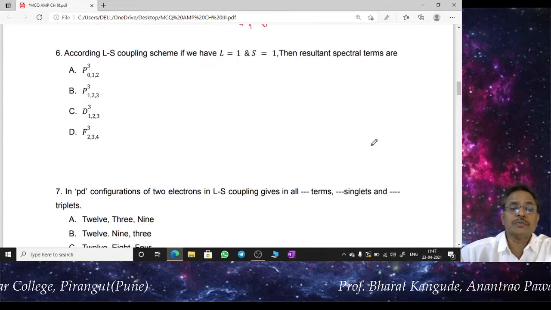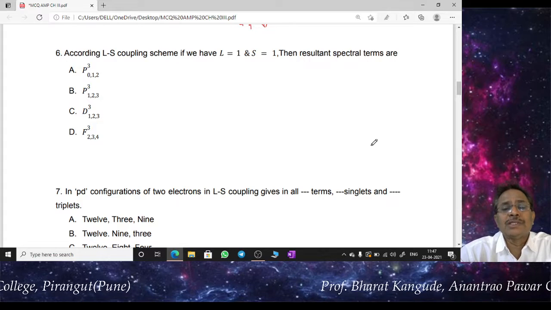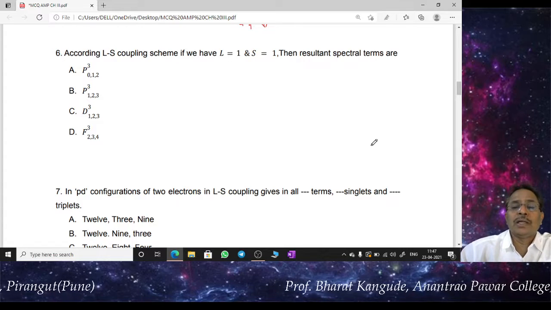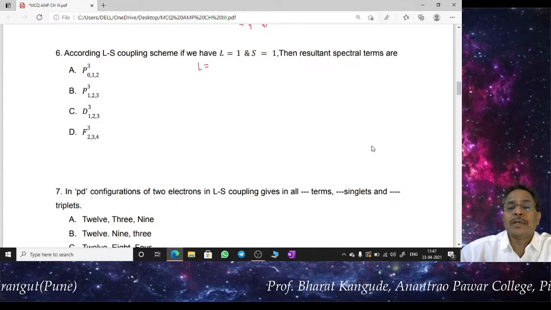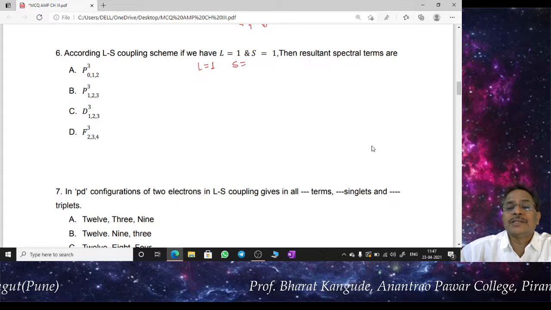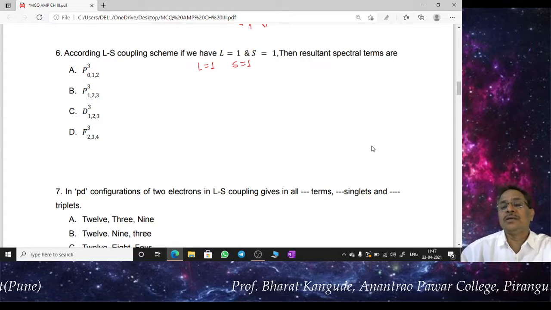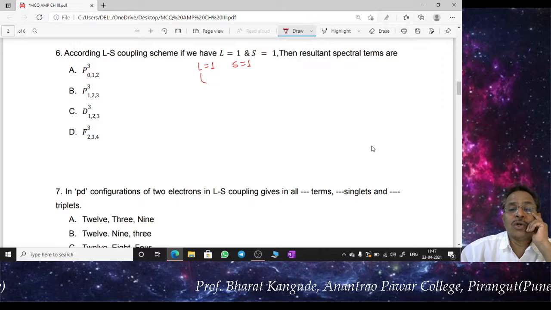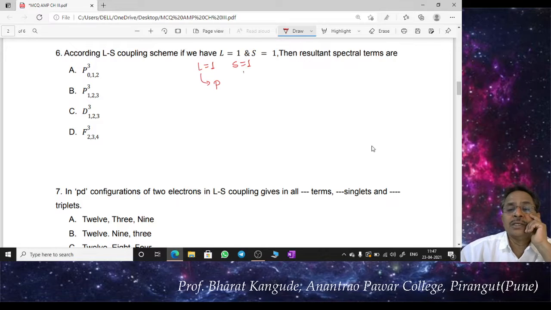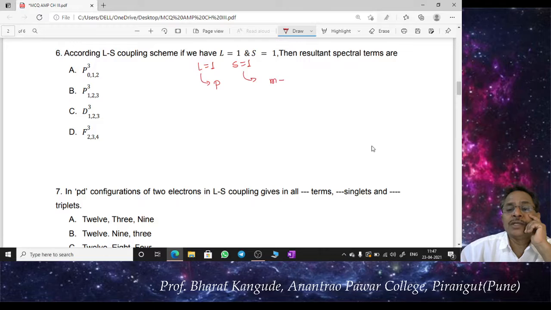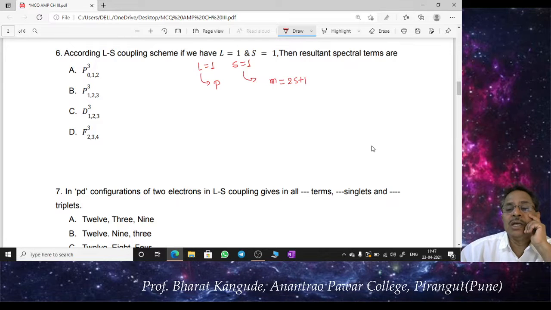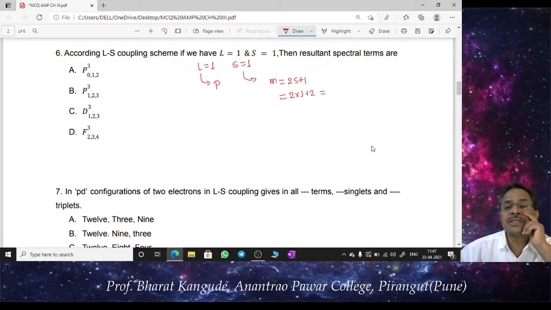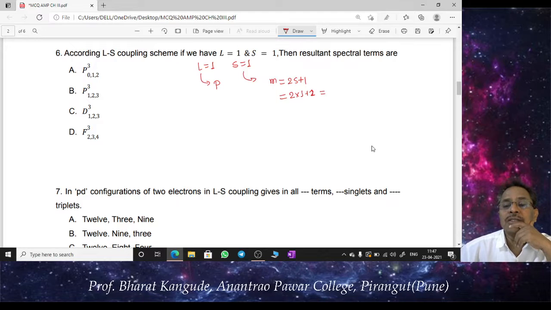Question number 6, a very simple question here. According to LS coupling schemes, if we have L equal to 1 and S equal to 1, so the total orbital angular momentum of the system, capital L, is equal to 1 and capital S is also equal to 1, then the resultant spectral terms are, so these are called either term values or spectral terms. Since L is equal to 1, this must be a P state. Since S is equal to 1, we have multiplicity M equal to twice S plus 1. Making this simple calculation, that gives me 2 into 1 plus 1, that is going to be 3.